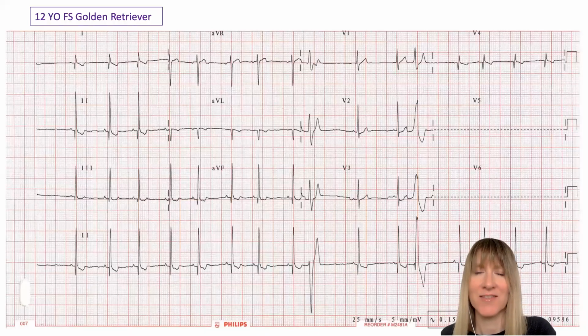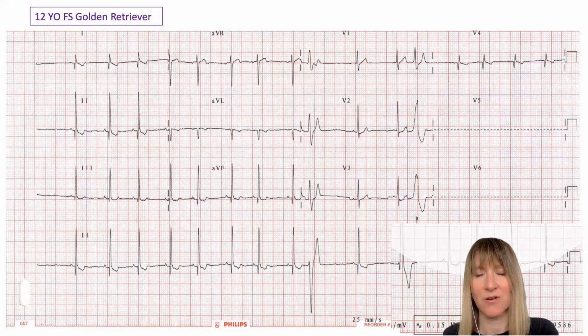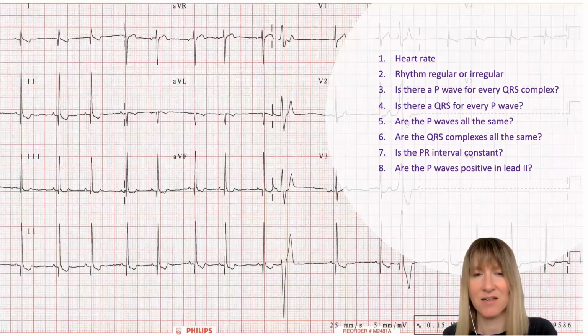Hi, everyone. On this episode of qrsTV, we are going to tackle rhythm diagnosis in a 12-year-old female spayed golden retriever. So let's refresh our memories with all the questions that we try to ask related to rhythm diagnosis. And we'll start with number one, heart rate.